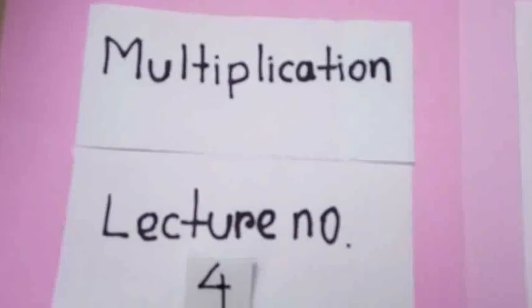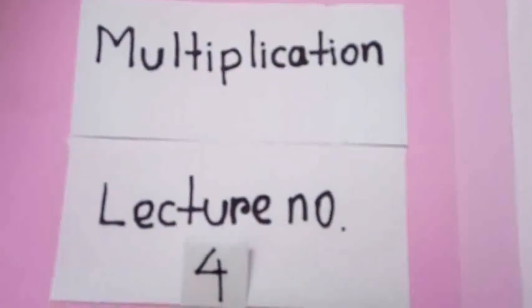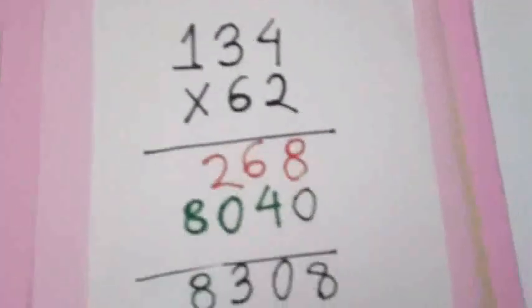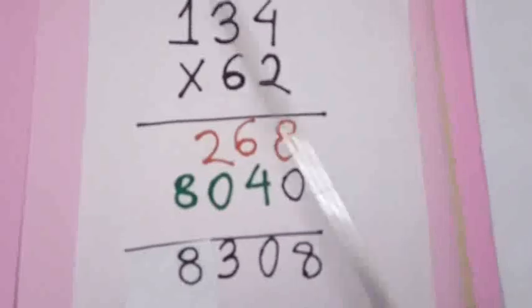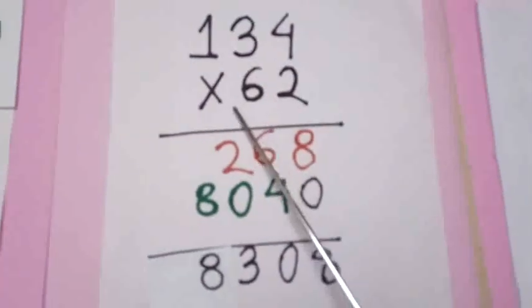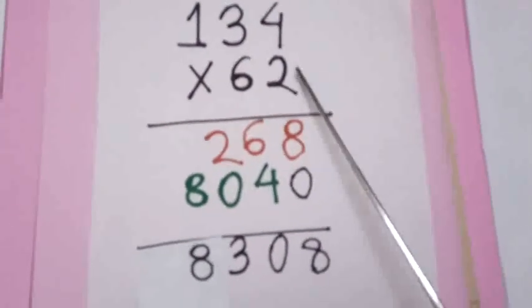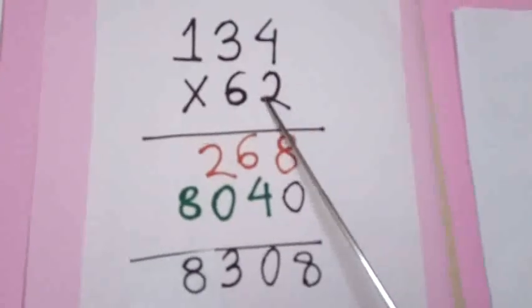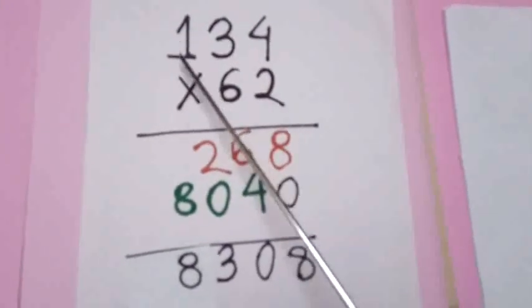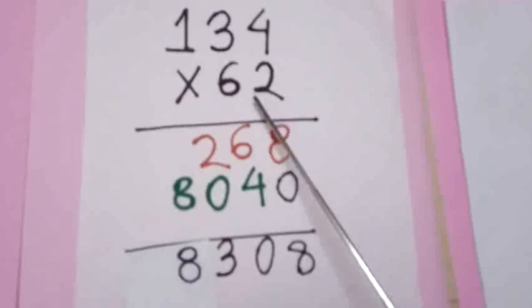We are continuing the multiplication chapter. It's lecture number 4. Let's see the problem. We have to multiply 134 with 62. First, we have to multiply the last number, 2, with 134.